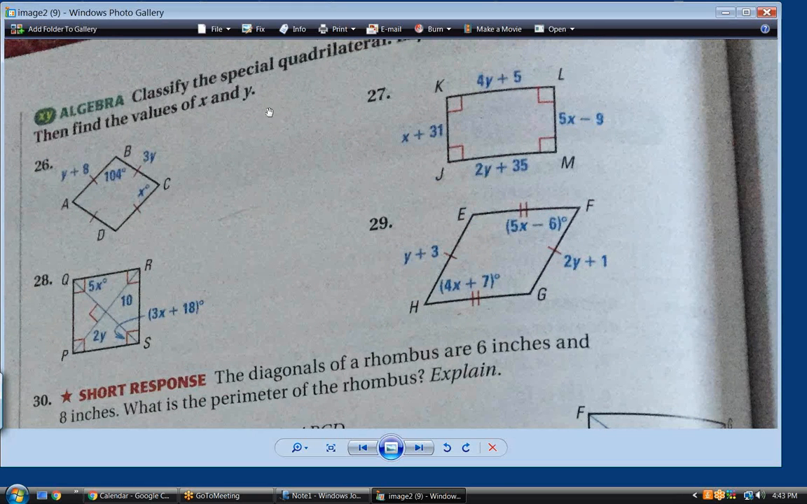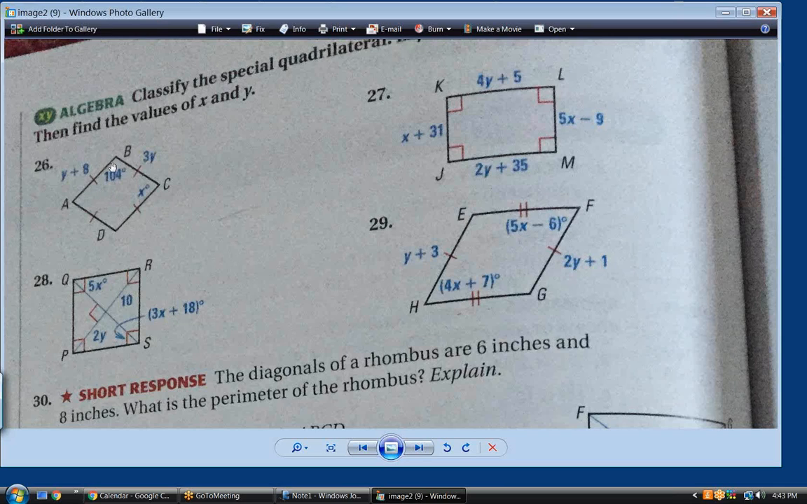Classify the quadrilateral and find x and y. What kind of quadrilateral is that? It looks like just a square. With a 104-degree angle? Just kidding. That's a rectangle. No. Rectangles don't have 104-degree angles either. Remember, squares and rectangles have all 90-degree angles.